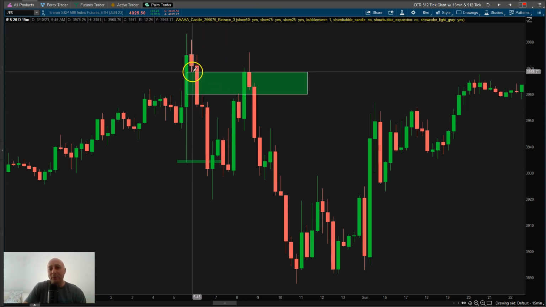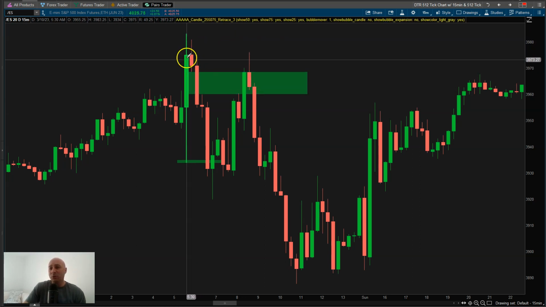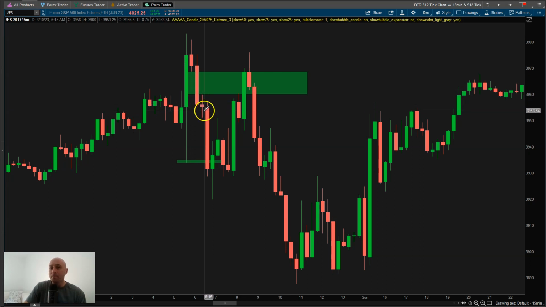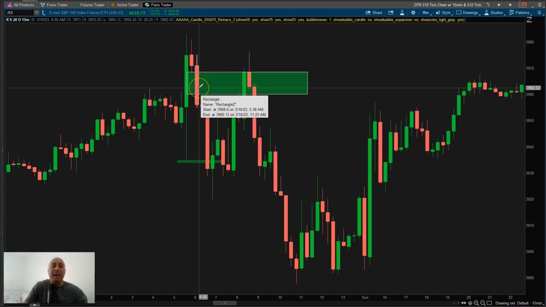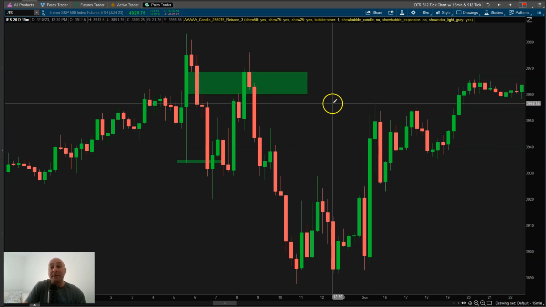So here is our fair value gap. It's a 3-candle pattern where we have a small candle, a big expansion candle, another small candle, and then price continues lower. What happened during this expansion is that the third candle never retraced, so it left what's called a fair value gap. Think of it as a gap in price.